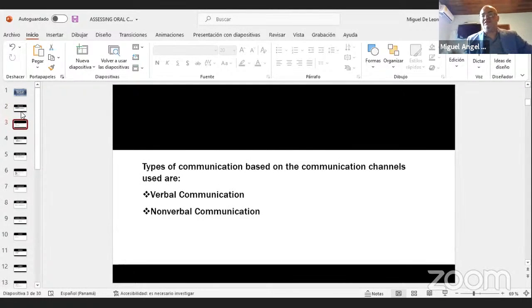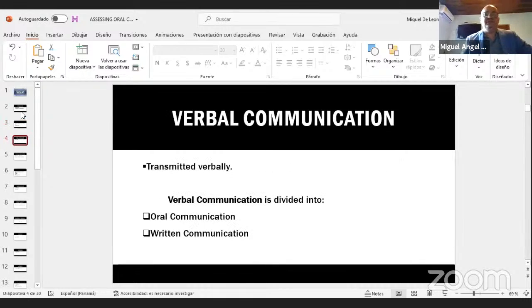Communication is divided in two types. We have verbal communication and non-verbal communication. Verbal communication, well, obviously, we usually confuse verbal communication with oral communication, right? So it is divided in oral communication and written communication. Written communication as well is verbal communication because it is still transmitted verbally.